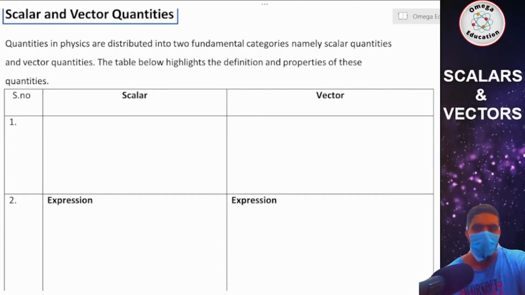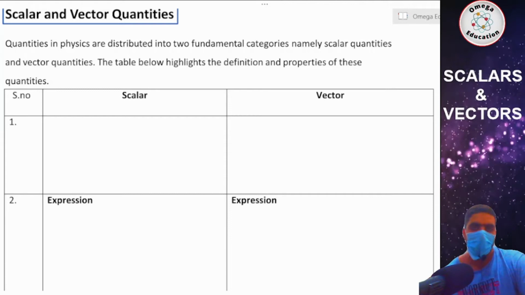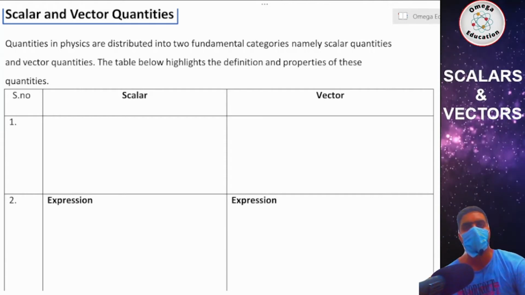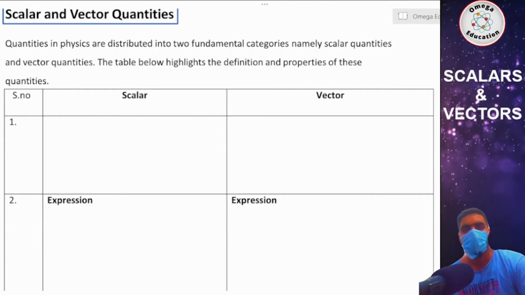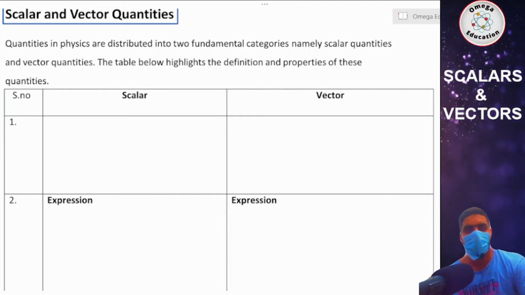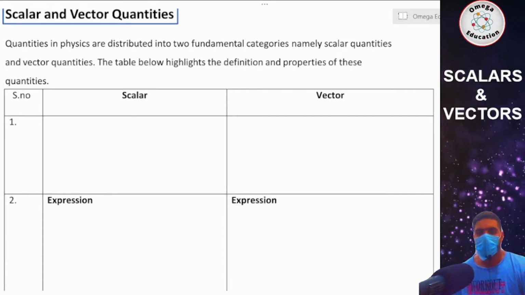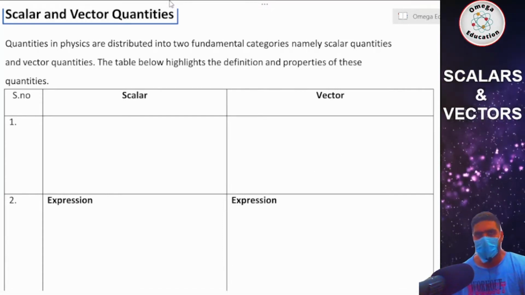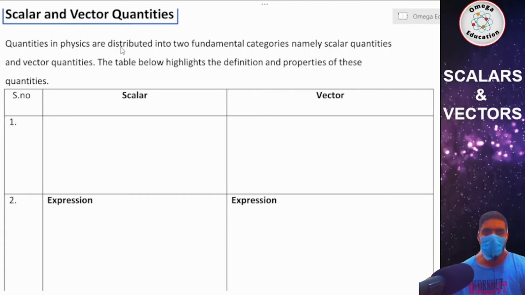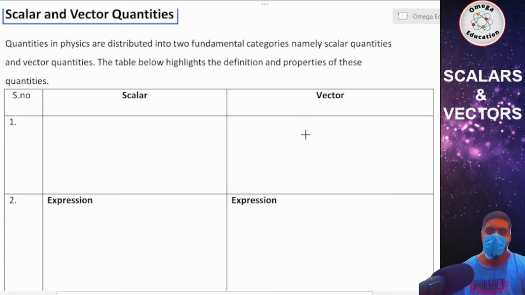Hello everyone and welcome to part 3 of chapter number 1, Physical Quantities and Measurements. And in this part we are going to study about the scalar and vector quantities. So let us break down the physical quantities into two types, one of them being scalar and one of them being vector.